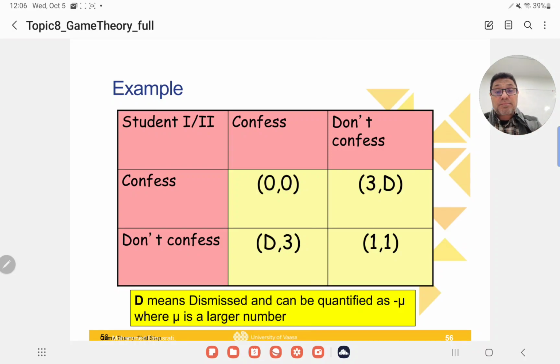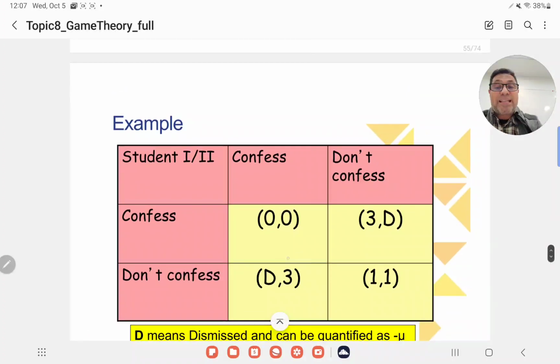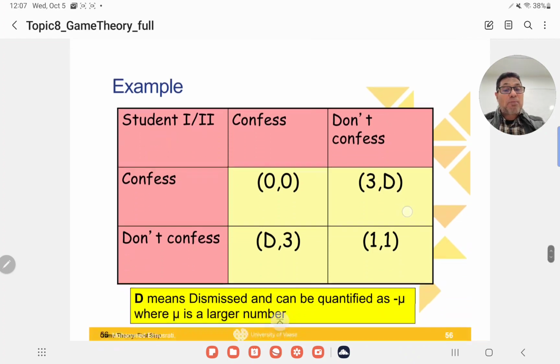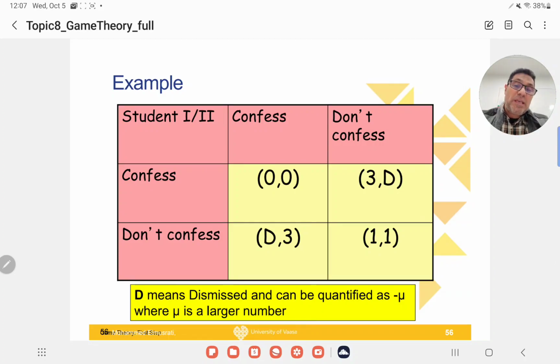So if, for example, player 1 was thinking, okay, instead of playing 0, I decided to play, for example, 1. If they decide not to confess, to play 1, actually, the player 2 can benefit from that by playing confess, and then student 2 will get 3 instead of 1, and student 1 will be dismissed.